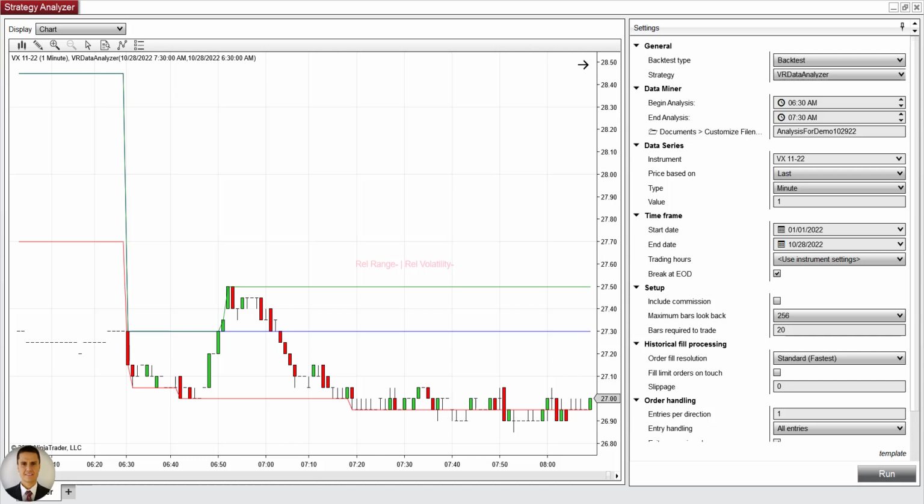Having the type of data that VR Data Analyzer will produce for you, a trader can essentially determine the type of volatility and the type of range one can expect during that day based on, particularly if they're trading index futures, the VIX. In this example, I'm going to be using the VIX futures, and I'm going to run the analysis for 6:30 to 7:30. That's the initial hour of trading, because we're going to use the initial hour of trading to make a prediction for the rest of the day.